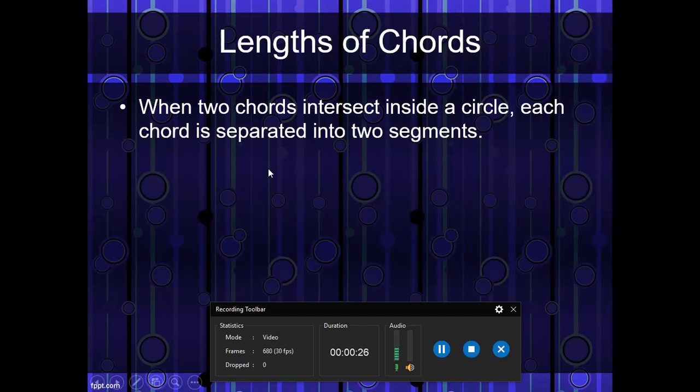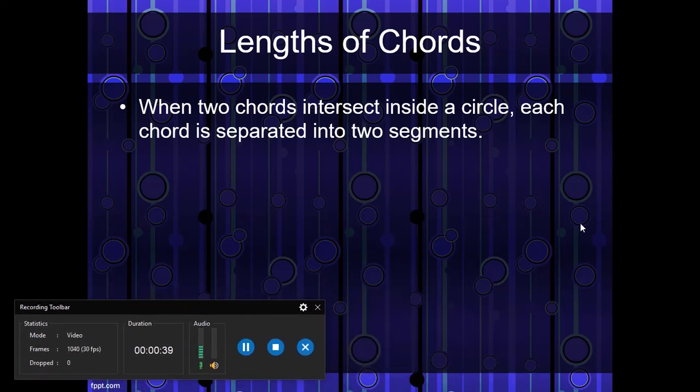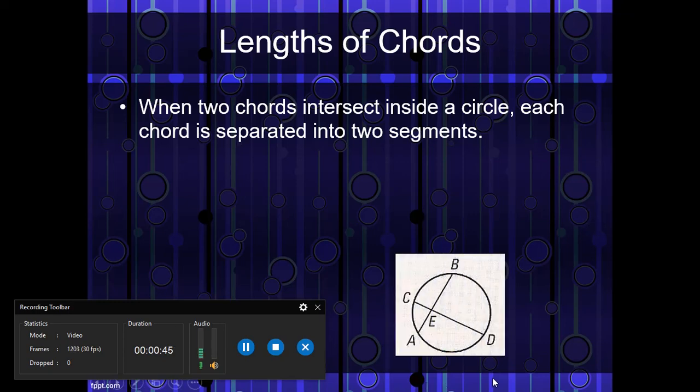All right, we've previously talked about chords in a circle. Chords are line segments that start and end on the circle itself. They can be different sizes and they don't necessarily pass through the center of the circle. But it is possible for the chords to intersect inside the circle. So this diagram shows 2 chords intersecting.